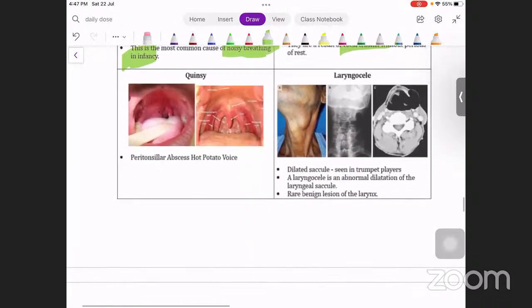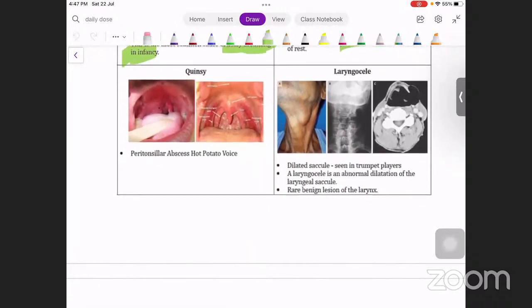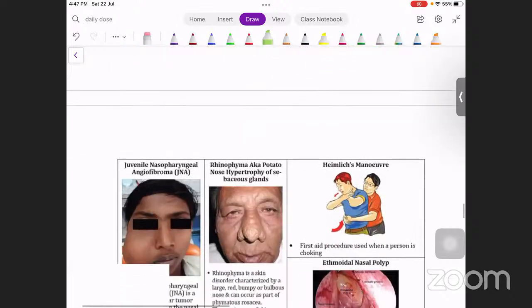Then you have quinsy, where hot potato voice is seen. And apart from that, laryngocele, where a dilated saccule is seen in trumpet players. It is a benign lesion, very rare. So laryngocele is mostly associated with abnormal dilatation and mostly seen in trumpet players.